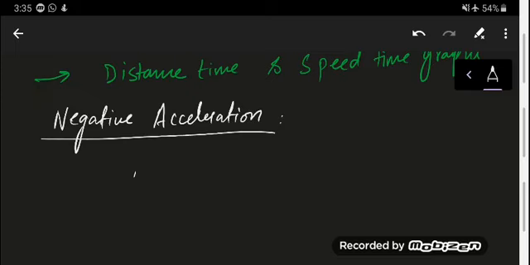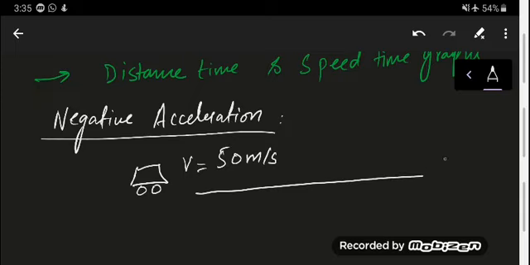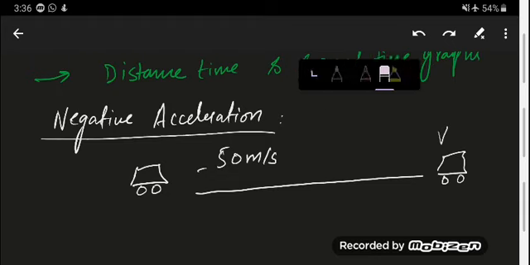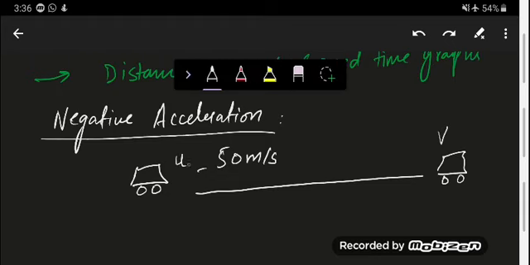So let's say this is an object, let's say this is a car, and it was going at a velocity of, let's say, 50 meters per second, and it moved a certain distance and it came to rest, right? Let me write it with the same notation. Let's call this velocity U, that is the initial velocity, right? And the final velocity as 0 since it came to rest.